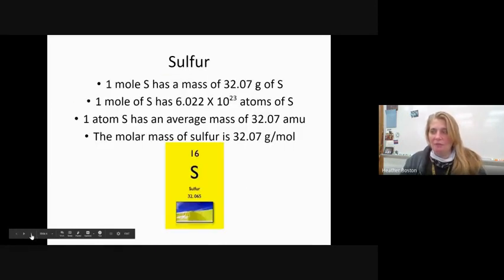We call that the molar mass, or how many grams there are in 1 mole. Let's find another one. Sulfur has a mass of 32.07 grams. So that means if you have 1 mole, you have 6.022 times 10 to the 23rd atoms, and it will have a mass of 32.07. That's our molar mass in grams per mole.